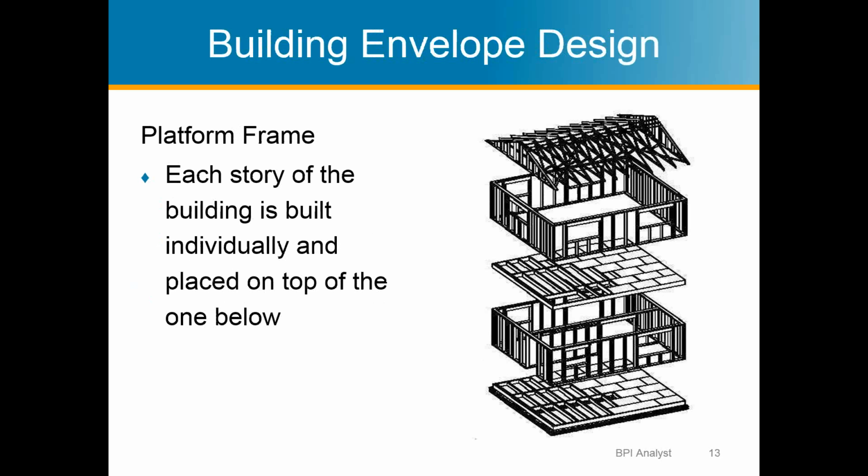Okay, so the envelope design. Pretty much everything that's built these days, at least low rise anyway, is built using platform framing. Each story of the building is built individually and placed on top. So you keep doing the same thing over and over again. There's a unique floor that can be separated, it's not integrated into the wall assembly.